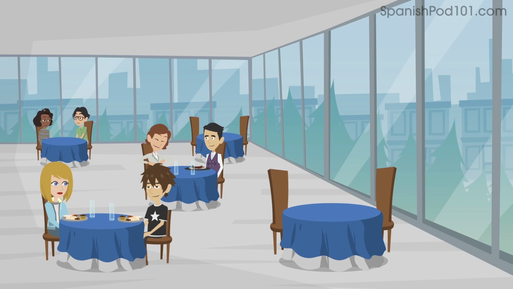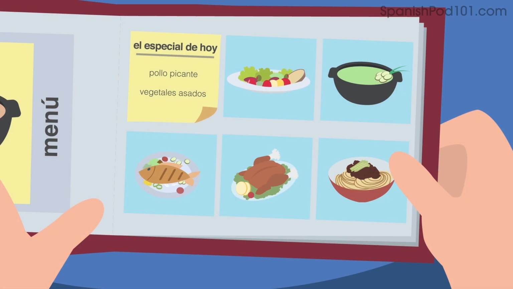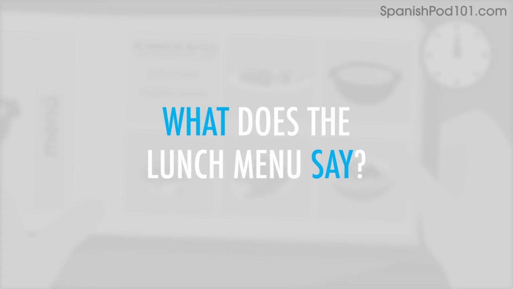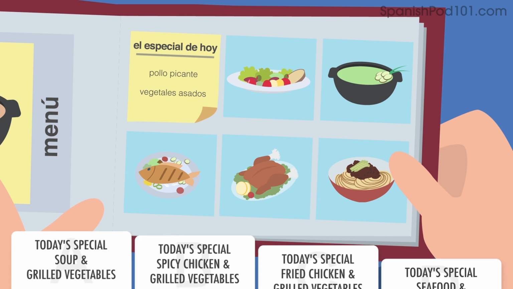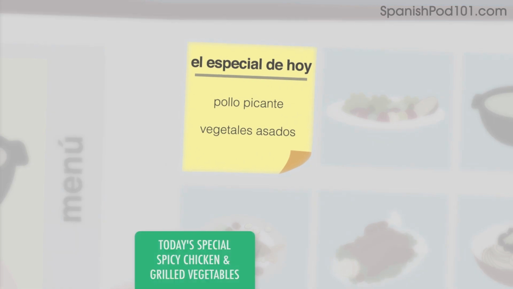You're about to order your lunch and you're interested in the lunch menu. What does the lunch menu say? The lunch menu says that today's special is spicy chicken with grilled vegetables.